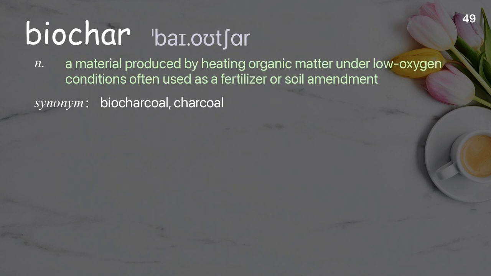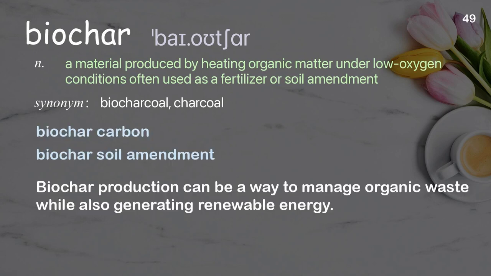Biochar: a material produced by heating organic matter under low oxygen conditions, often used as a fertilizer or soil amendment. Examples: biochar carbon, biochar soil amendment. Biochar production can be a way to manage organic waste while also generating renewable energy.